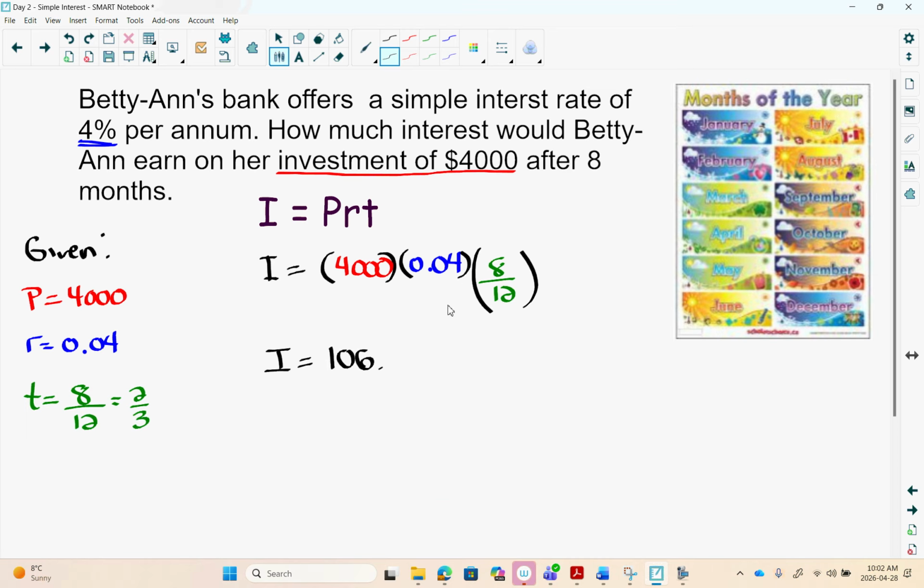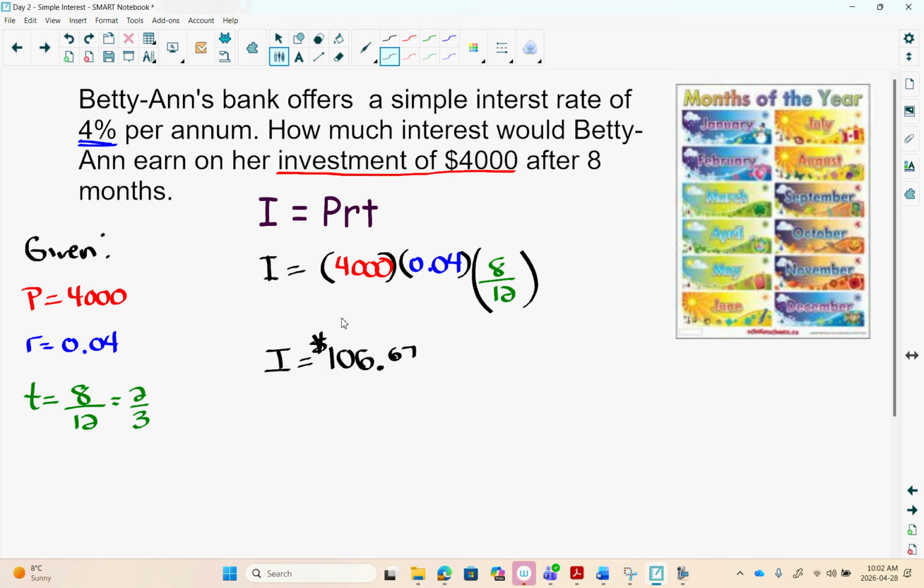106 point what? 6 repeating. If I round it to the nearest cent, 6, 7. All right. Sort of like these were made long before that was relevant. Yeah, you can. Yeah.